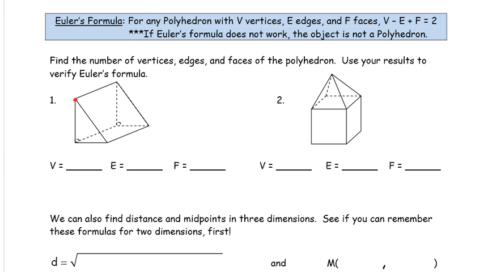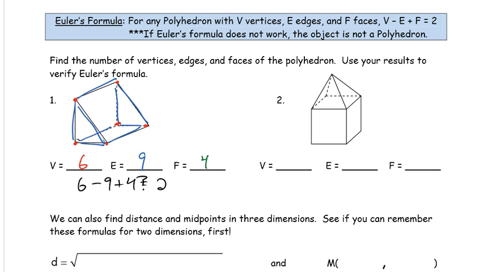So vertices, 1, 2, 3, 4, 5, 6. Edges, 1, 2, 3, 4, 5, 6, 7, 8, 9. So 9 edges. And it might be good to highlight them just like I'm doing because it's easier to count. And then we have 1 bottom base or face, 2 triangle faces, and then a back with the rectangle, so we have 4 faces. So we're going to test it, and we're going to say our vertices minus our edges plus our faces, does that equal 2?